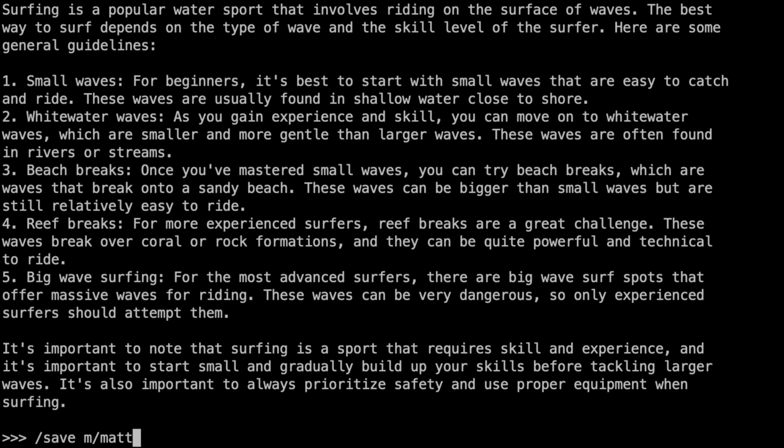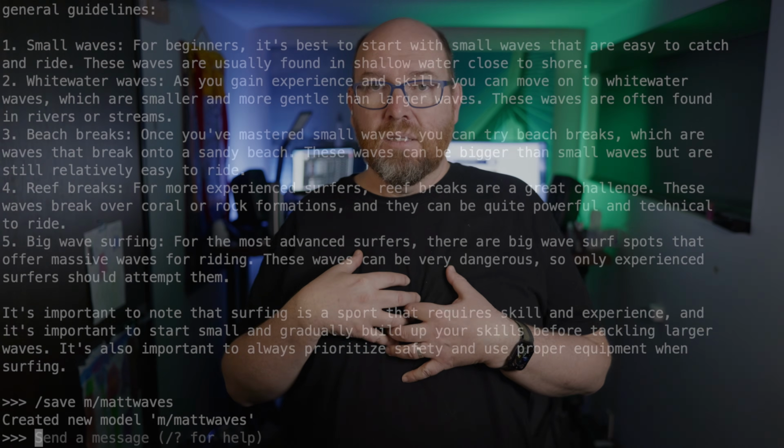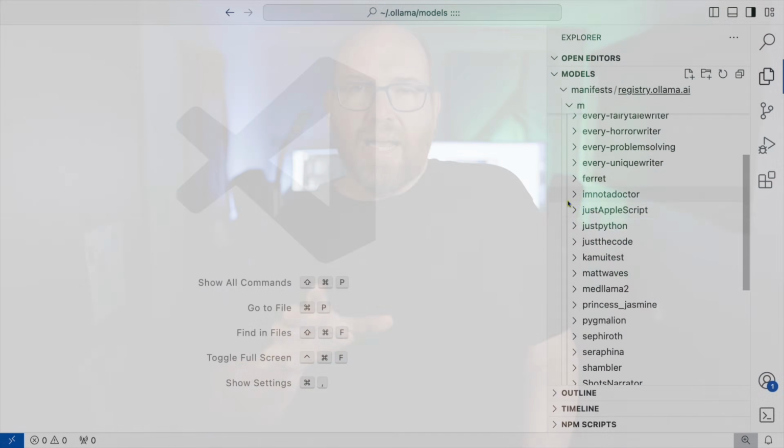Then I run /save m/matwaves, where m is the name of my namespace on ollama.com. I've now saved those messages as part of the model. The messages aren't in the model weights file, though. I'll come back to that in a sec. So let's take a look at how this works.